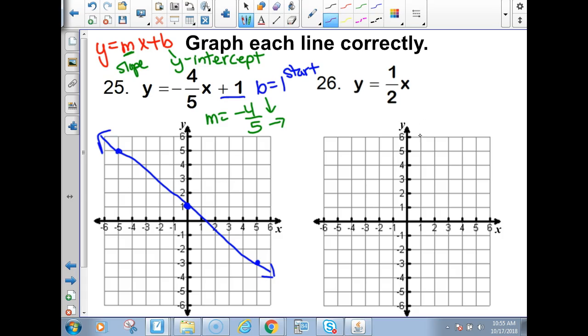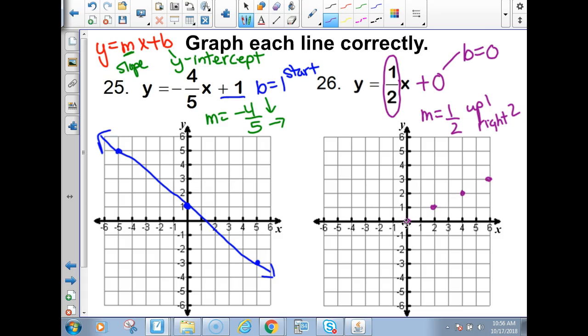All right, now I have 26. I can see the slope. M is 1/2. But what's the y-intercept? Well, if there's nothing there, then it was 0. Okay, so I got to start at 0, 0. I have a 1/2 slope, which means up 1, right 2, from that starting point at 0. Up 1, right 2. Up 1, right 2. I can do that a few times.